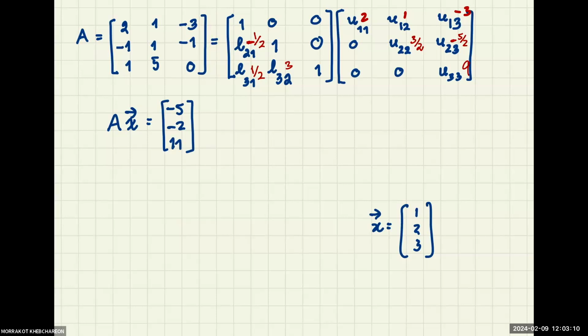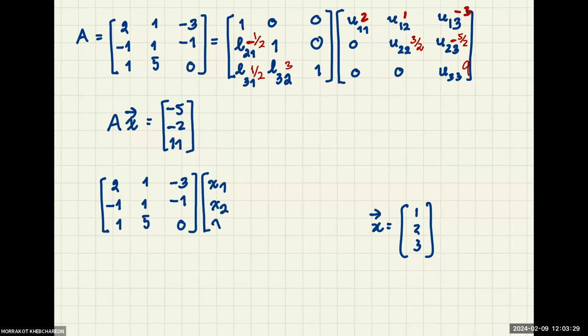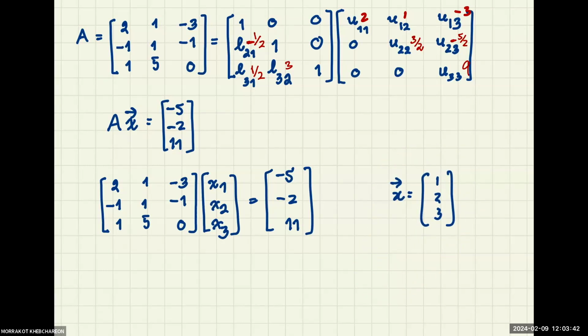Okay. Suppose I have the system of equations. Let me just write down A times X, which is X1, X2, X3, equal to -5, -2, and 11. Okay. I know that the real solution is 1, 2, 3. I hope that I'm correct.